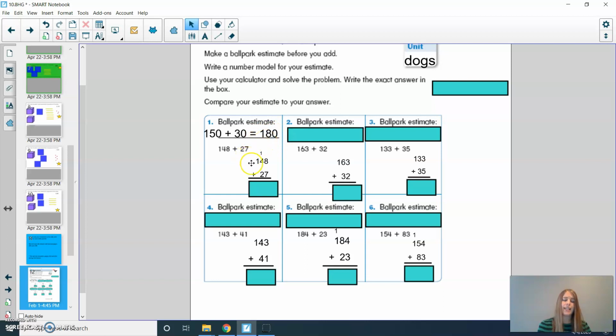Now to find the exact answer, I chose to stack them. So I have 148 plus 27. I know that 8 plus 7 is going to give me 15. Notice how I carry my 1, I put my 5 below. I know that 4 plus 2 plus 1 is going to get me 7. And then lastly, I have my 1, giving me my total of 175.